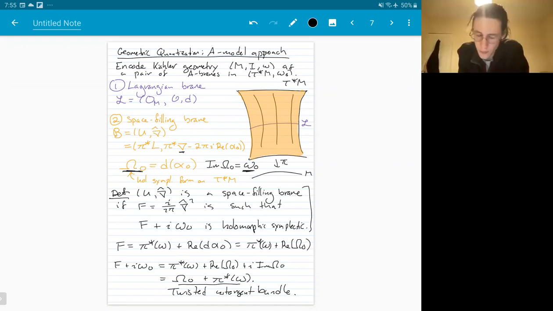Yeah, the space-filling brane B encodes the Kähler class as well as the complex structure, and this L encodes the metric, the specific representative. So if you deform L, it will change the Kähler form by dd-bar of a function. Okay.